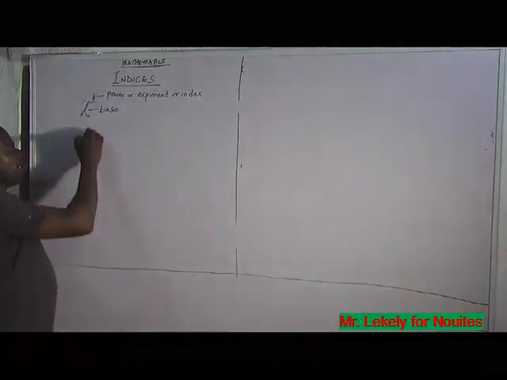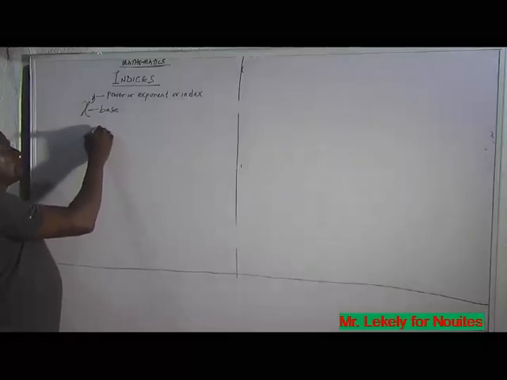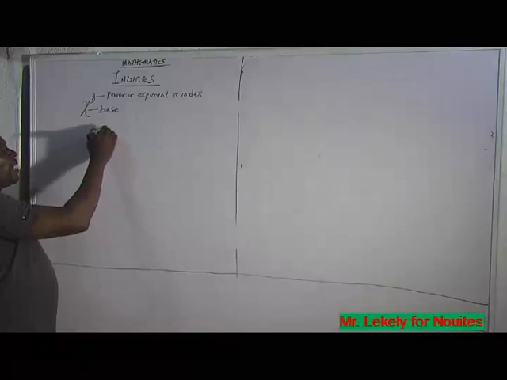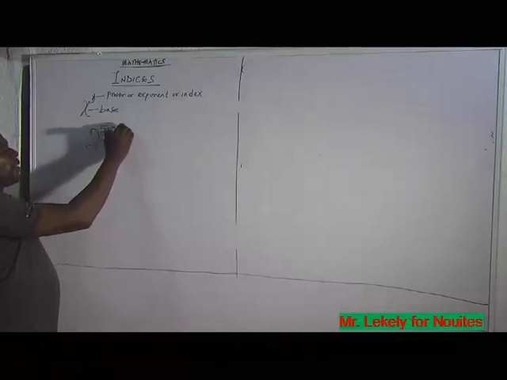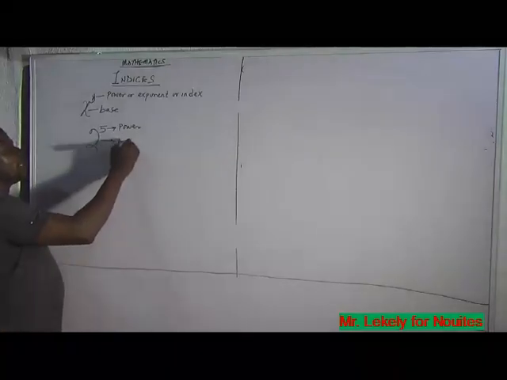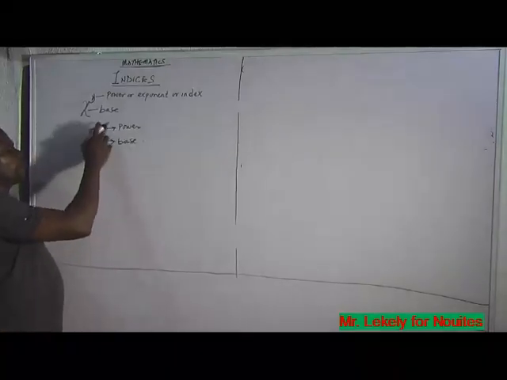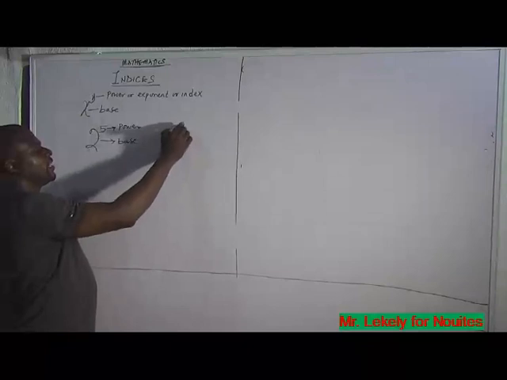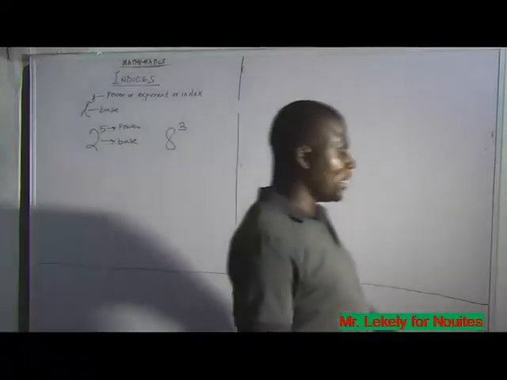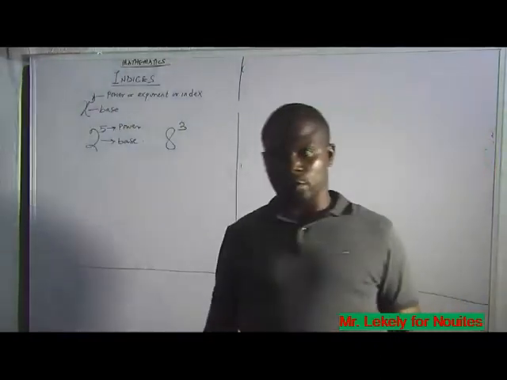So meaning that if I have 2 raised to power 5, this 2 is the base and this 5 is the power. So this is the base and this is the power. So this is 2 raised to power 5. If I have this, 8 raised to power 3. Okay, now we are going to look at laws of indices.